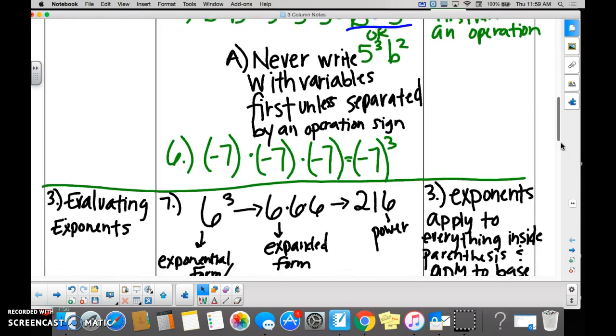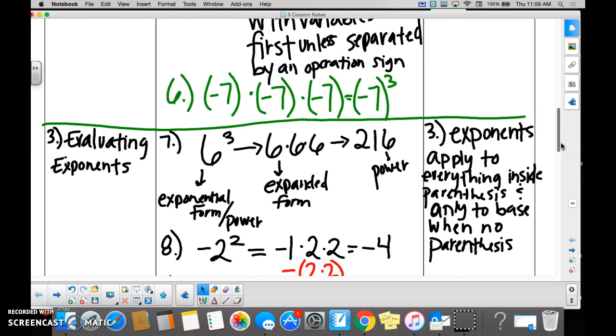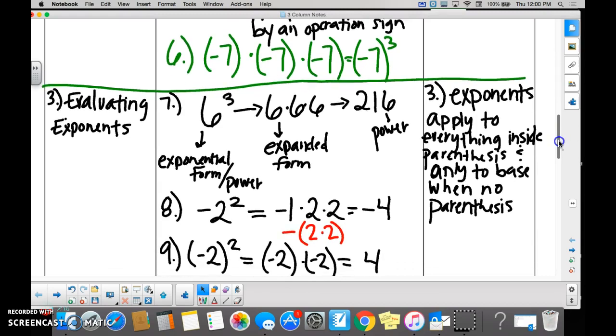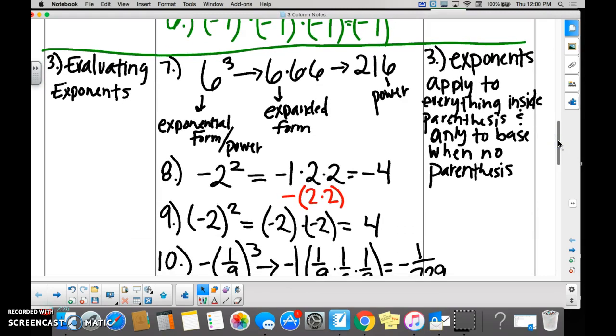If we have a negative sign inside of parentheses, what happens? Yeah, so you multiply with the negative, so parenthesis, -7, parenthesis, and you're taking that 3 times, so that whole thing. So evaluating these exponents, we have exponential form and expanded form.